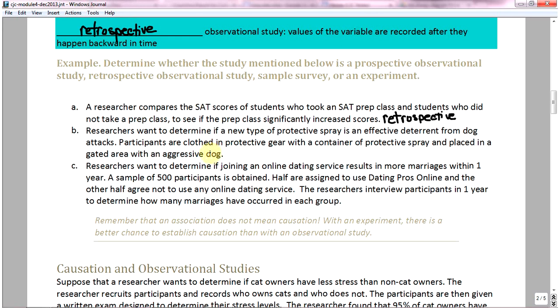Okay, well, this looks like it would be a prospective observational study because there's only one type of explanatory variable, and that's having the spray to see if it's effective against the dog. So the researchers are not assigning participants to two different groups, and they're going to be reporting the results as they happen. So this is prospective.